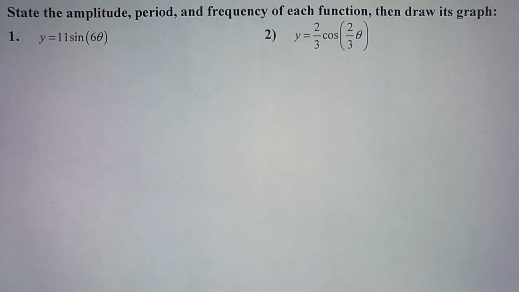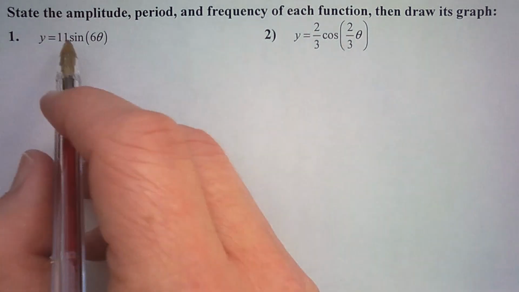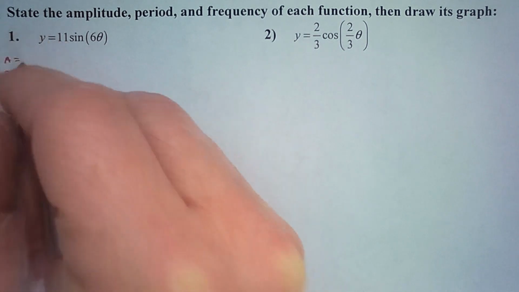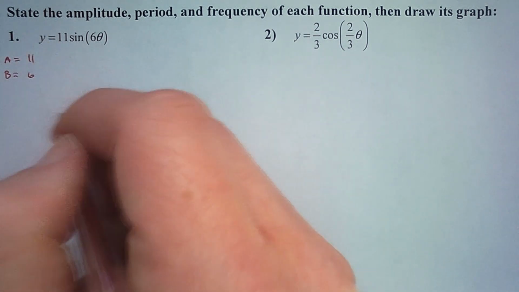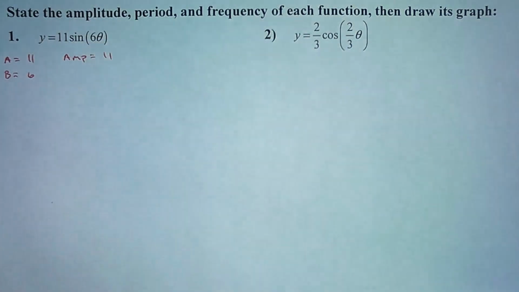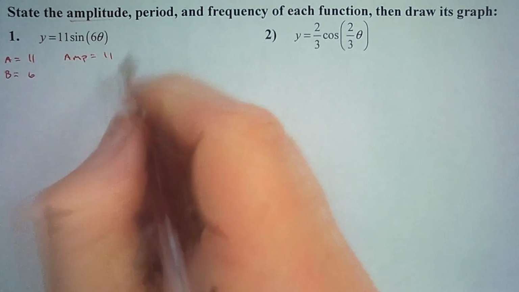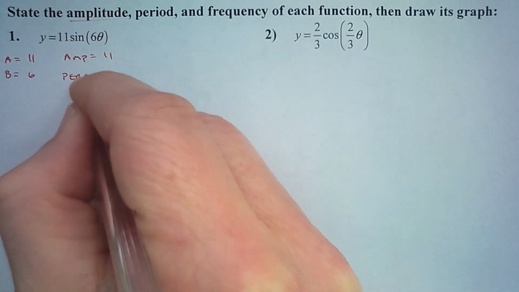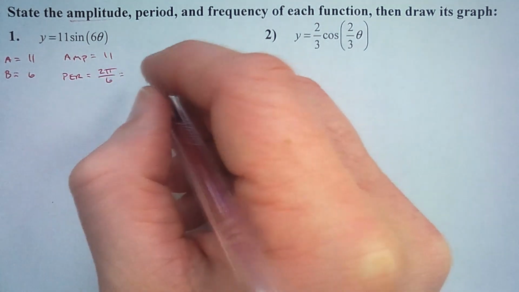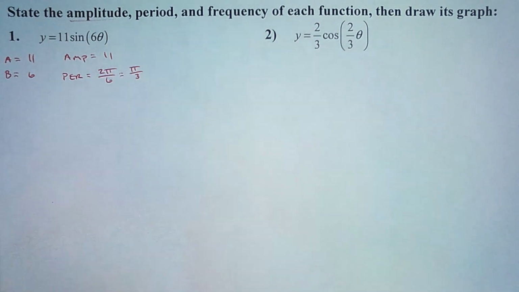So we're going to close this lesson with a couple of practice waves. We need to state the amplitude, the period, and the frequency of each function. Then we will draw the graph. So from this equation, we can get A and B. A is right here. A is 11. B is here. It is 6. What that tells me is the amplitude is 11. Okay, so there's the amplitude. Next is the period. The period is 2 pi over B, 2 pi over 6. And that simplifies to pi over 3.